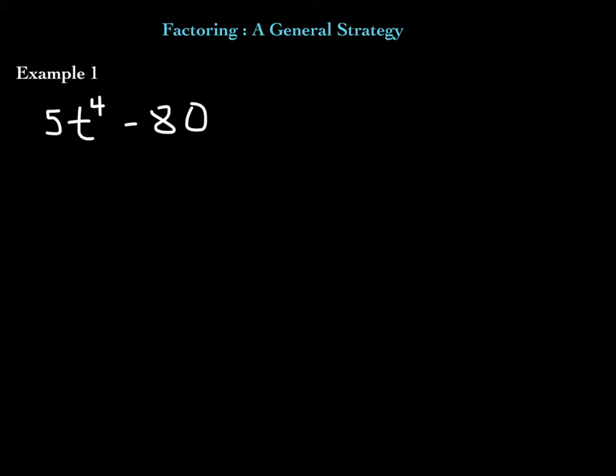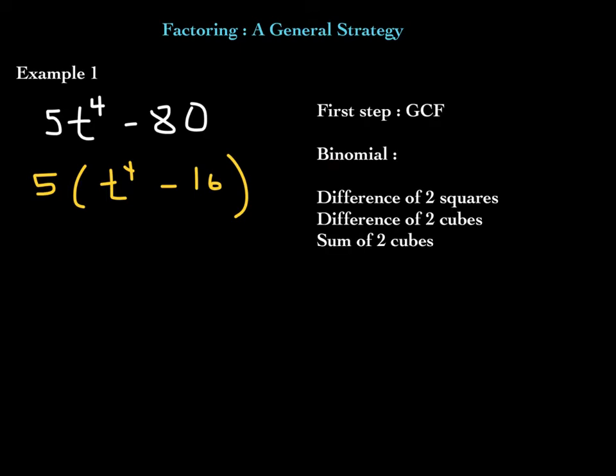Now here, the GCF will be 5. So let's factor out a 5. And then now you have to look at this binomial and ask yourself, is this a difference of 2 squares, a difference of 2 cubes, or a sum of 2 cubes? Those are your only options when you have a binomial. If the binomial does not fall underneath one of these categories, then the binomial is prime and will not factor.